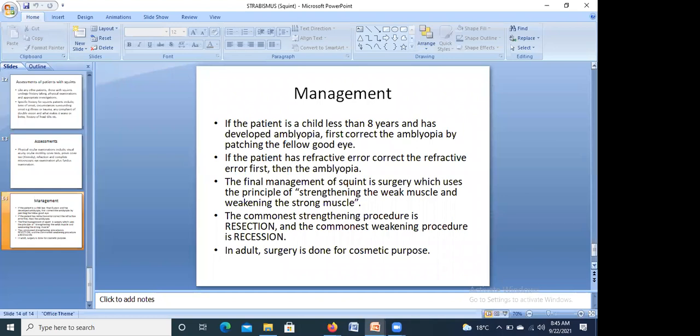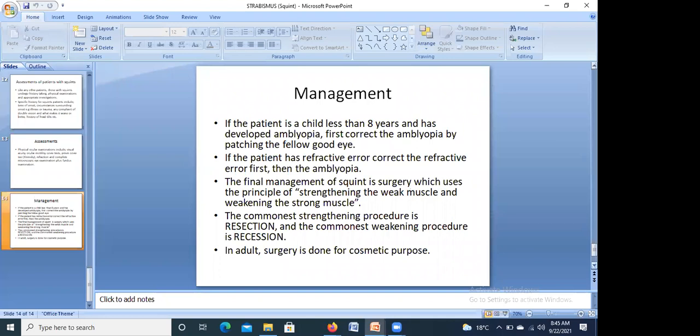If a patient is a child less than 8 years who has already developed amblyopia, you first correct the amblyopia. The treatment for amblyopia is by patching or occluding the fellow good eye. So if my right eye is squinting and has already developed amblyopia, I will patch the left eye so that I force the right eye to begin seeing. That is visual stimulation for the right eye. So you first treat amblyopia before you do anything else.